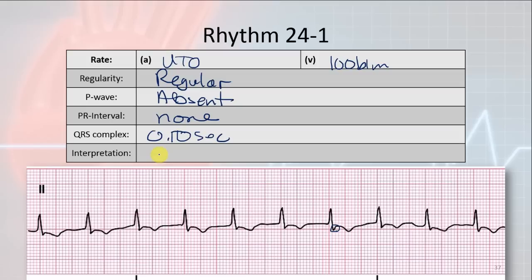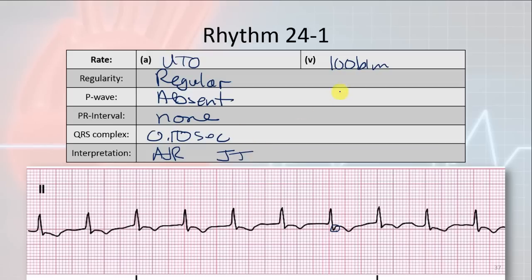When I interpreted this on my own, the rate itself actually came out to 90 beats a minute. But I'm putting 100 beats a minute here. So ideally, if you want to put this down as an accelerated junctional rhythm, I would accept that. If you put it down as a junctional tach, I would accept that too. I would accept either one of those.